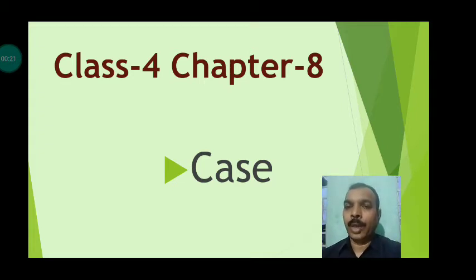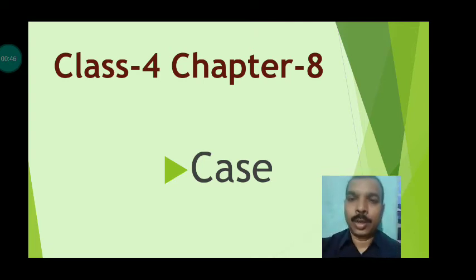It has 4 kinds: nominative case, which is also called subjective case, objective case, possessive case, and vocative case. Noun or pronoun used as subject is called subjective case or nominative case. Noun or pronoun used as object is called objective case.